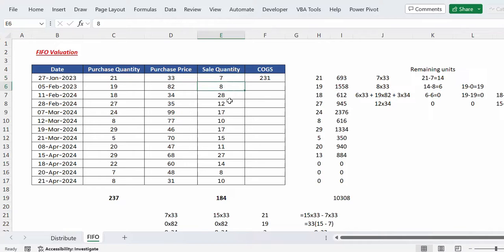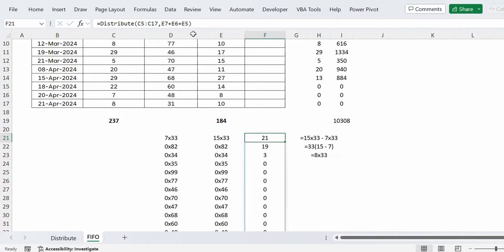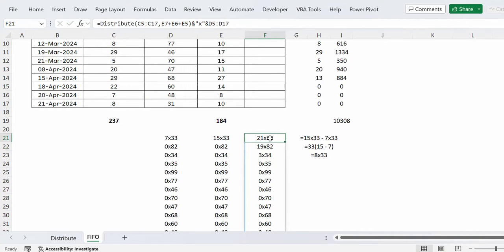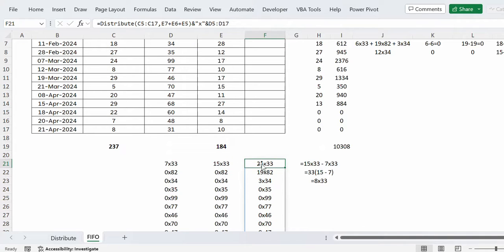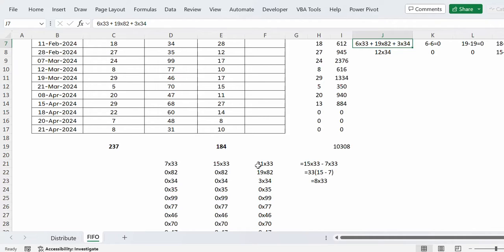So what we will do, first of all, we will not distribute each of these quantities sold at each of these dates. Instead, we will take a cumulative sum of all these quantities at each step, and then we will distribute that particular quantity, right? So let's try to replicate the same steps here as well. Let's copy this, come here and paste this here. We have got 21 into 33. From this 21, 21 minus 15 will be 6. And we have got 6 here, right? So we could see the pattern here. 19 minus 0 is 19. 3 minus 0 is again 3.